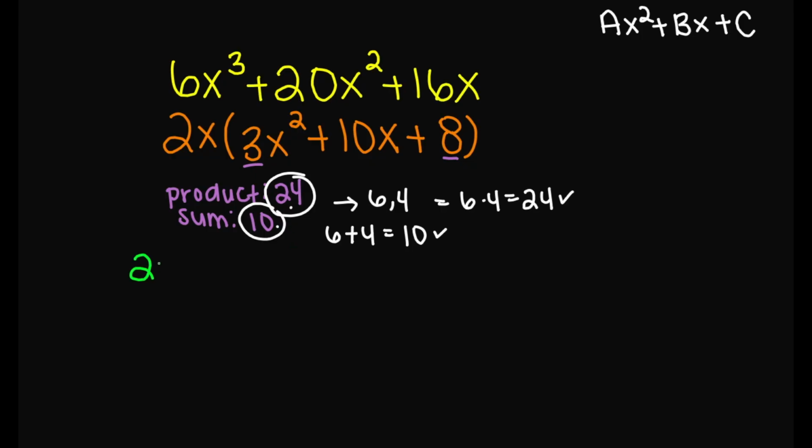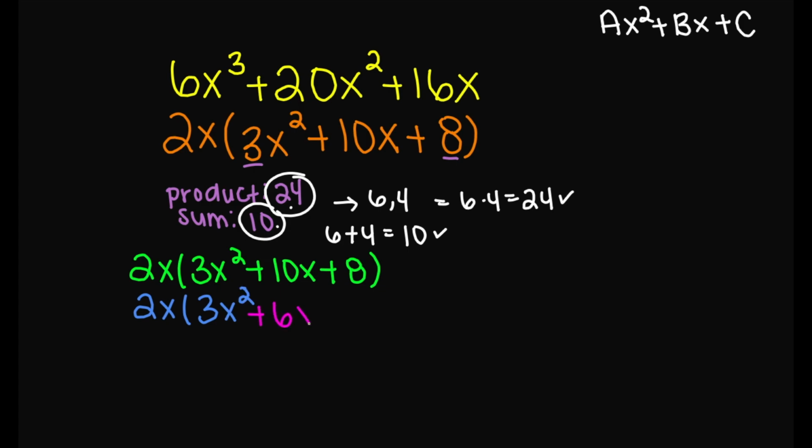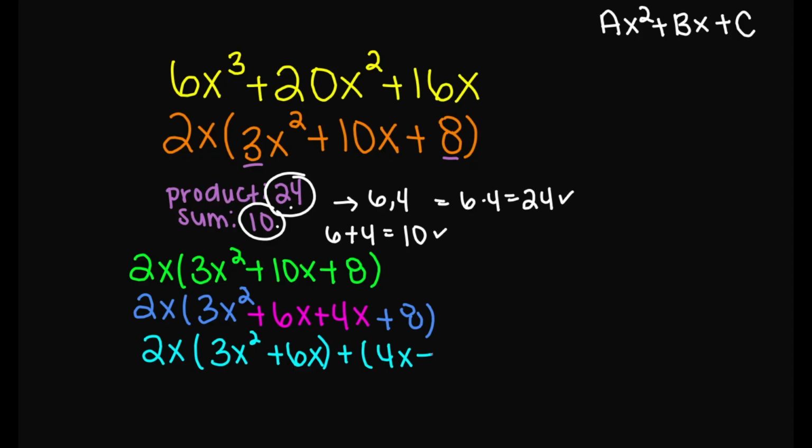So let's go ahead and rewrite. 3x squared plus 6x plus 4x and then plus 8. Now we're going to group, and don't forget, yes, you're going to continue to bring your 2x down, but let's go ahead and group first. So we have 3x squared plus 6x, and then my second group, we have 4x plus 8.